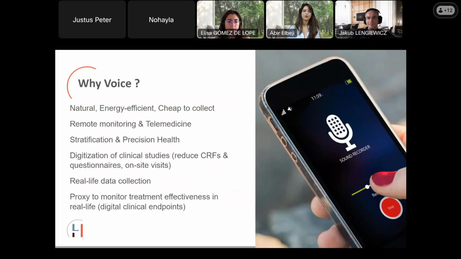But again, why voice in the first place? Because voice is natural, energy efficient, and cheap to collect from real life. Everyone already has a smartphone where we can record our voices, and we can use that on a daily basis. And it can then be used for remote monitoring and telemedicine, and if we develop vocal biomarkers, as a proxy to monitor treatment and its effectiveness in real life as a digital clinical endpoint.